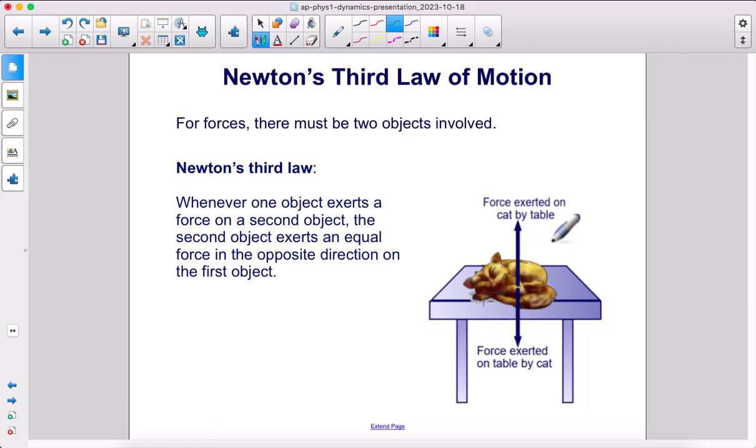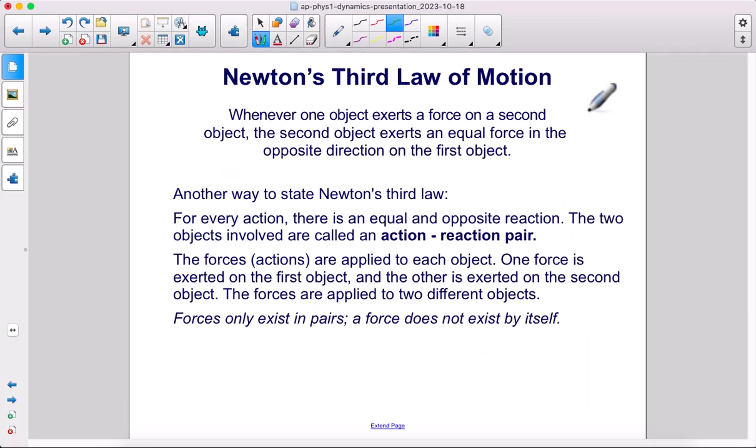cat by the table. Another way to state Newton's third law is that for every action, there's an equal and opposite reaction. The two objects involved are called an action-reaction pair. The forces, or actions, are applied to each object. One force is exerted on the first object, and the other is exerted on the second object. The forces are applied to two different objects.